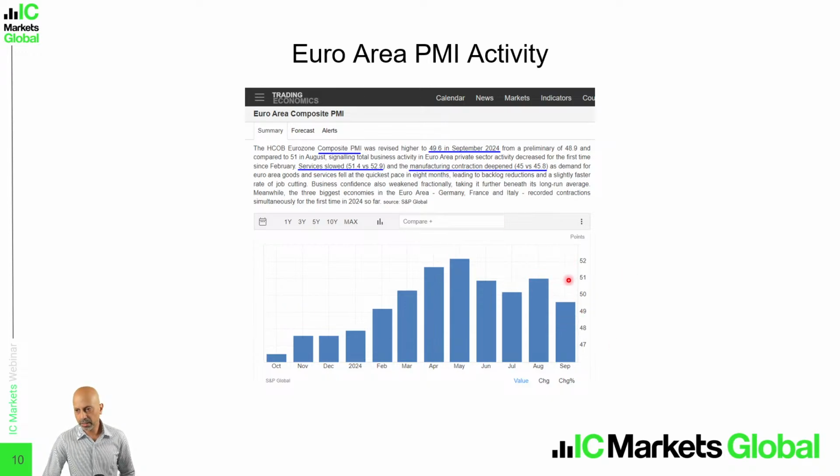So with PMI activity falling into contraction, it of course does not paint a good outlook with regards to GDP growth, right? So we can definitely expect the ECB to cut rates on Thursday, and it's widely expected they will do so by 25 basis points.